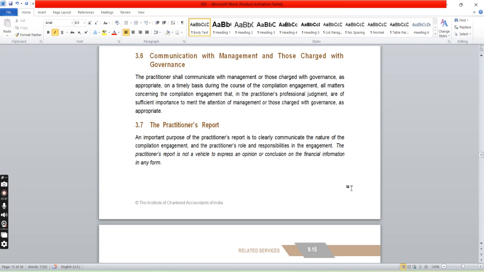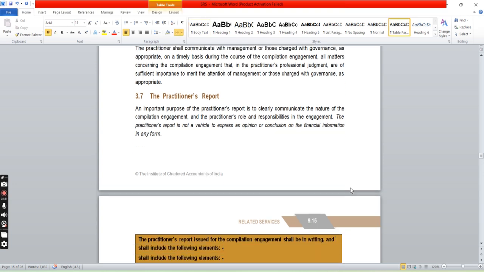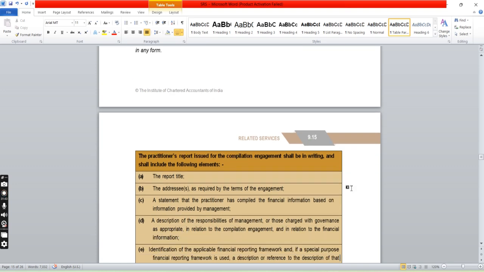Then moving further, that is the practitioner report. एक important purpose जो होता है practitioner report का is to clearly communicate what will be the nature of compilation engagement, the practitioner role and responsibility in the engagement. The practitioner report is not a vehicle to express an opinion or a conclusion on financial information in any form.